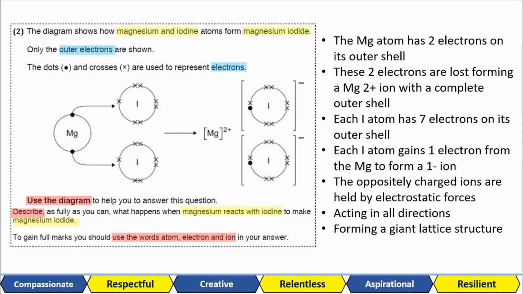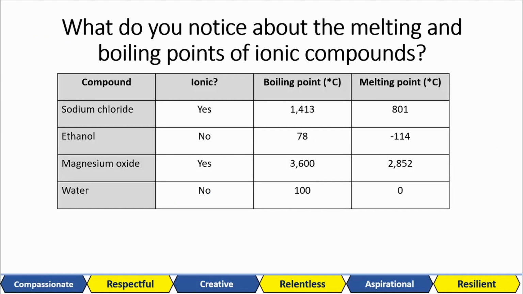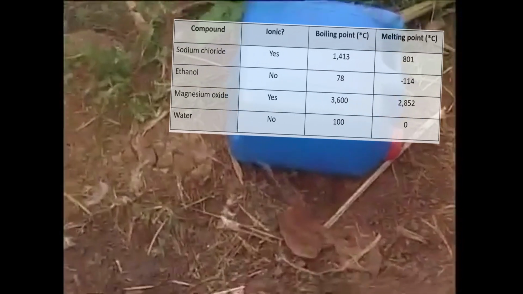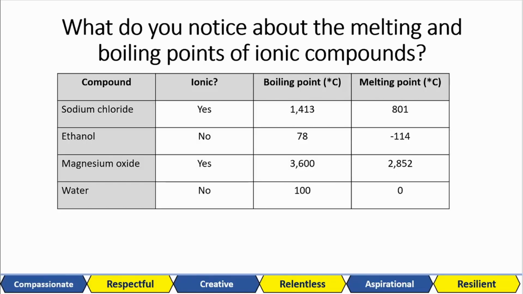Another common thing examiners like to do is compare ionic and covalent compounds, but we'll do that in the next video. I've got another activity for you. What nonsense is this? I promise, this is the last one, I promise. Look at the table. What do you notice about the melting and boiling points for ionic compounds?